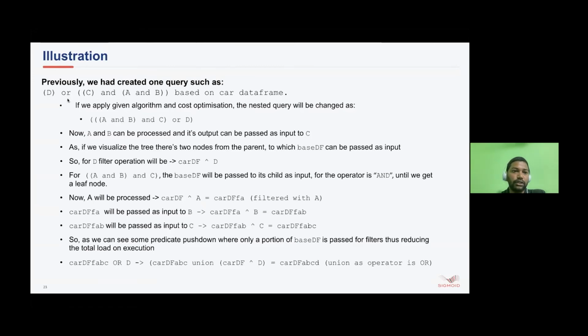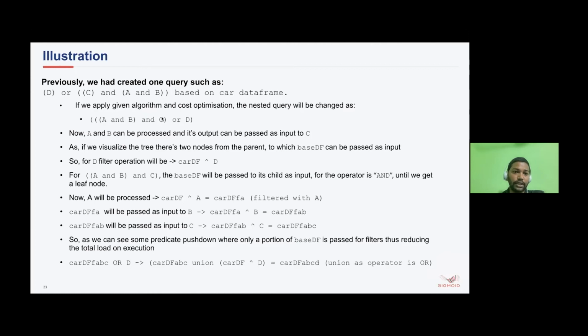So if you'll see here, D will have 0.1, C will have 0.1, A and B will also have 0.1. Then for A and B, the cost out here will be the multiplication of the cost of A and B. So 0.1 into 0.1, that is 0.01, right? And then we have C, so multiplication of all this, right? So if we assign the cost for each out here, and we rearrange it, the query will be something similar to this.